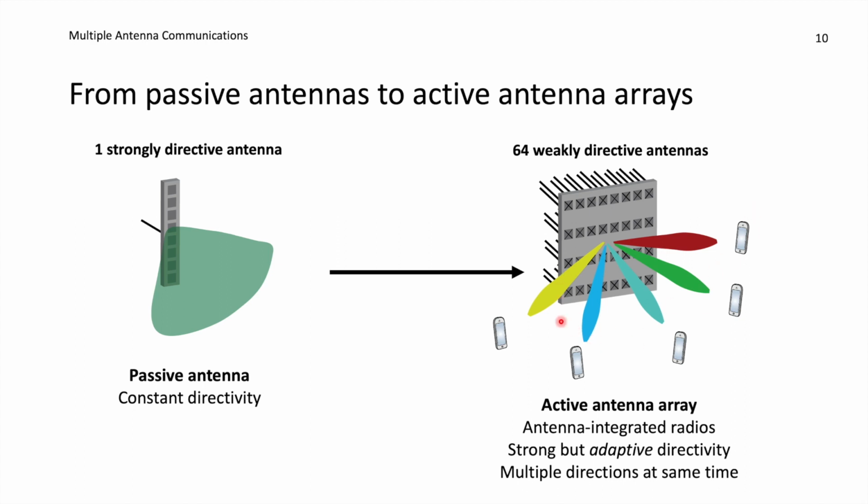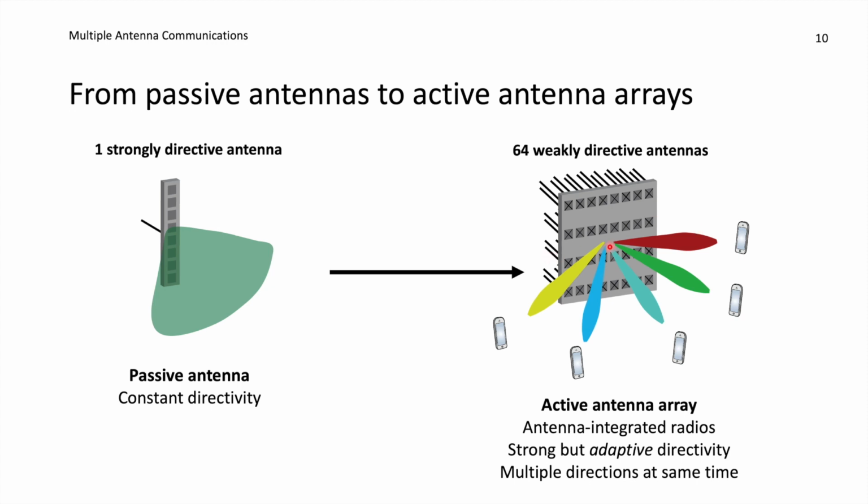And it's adaptive, so when the user is here, we can form a beam in that direction. When the user is here, we can form the beam in that direction, and so on. And the interesting thing is that we can do all of these things at the same time at the same frequency, because we are not mechanically rotating anything, we do this electronically.